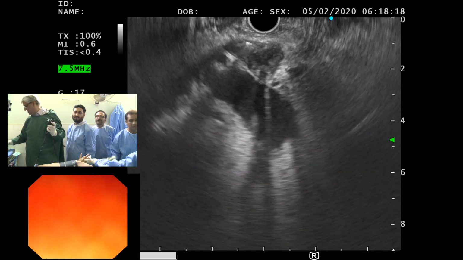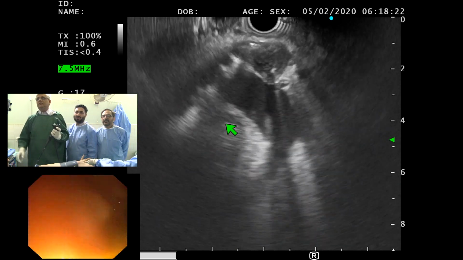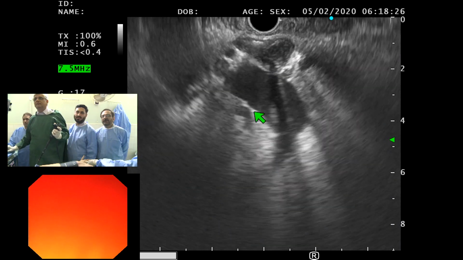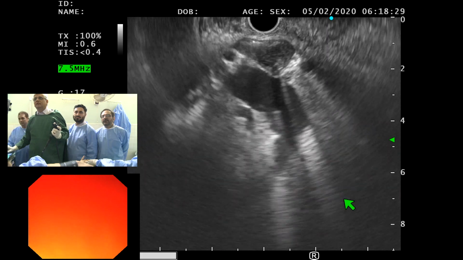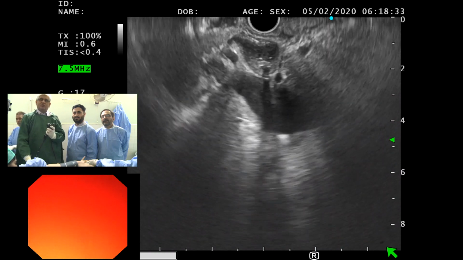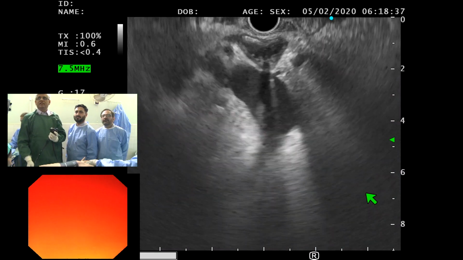So let me bring the cursor. So air out, and we've got, so that's the CBD there. That's portal vein. Okay, and we'll just try and see now. All I did was, what happened was you fell back into the stomach.